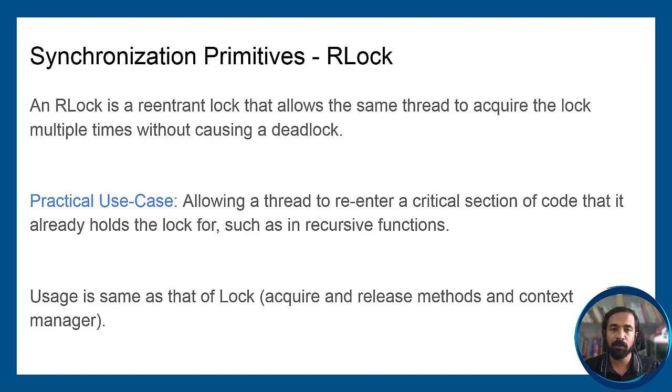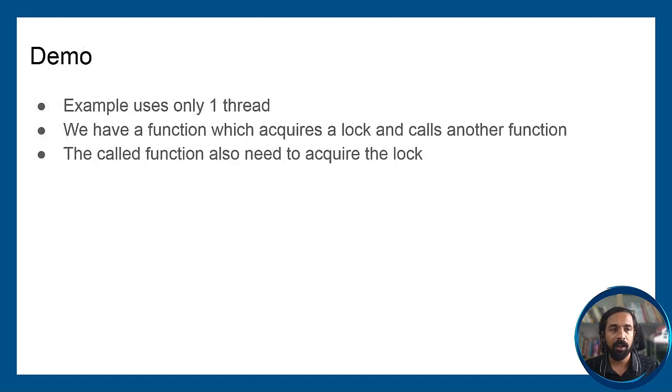So this will be useful when we have a nested lock acquisition scenario, like when we are using recursive functions and the same lock object needs to be acquired multiple times. And the usage and everything is similar to that of the naive lock object, which we have seen previously. Now let's see a demo of the same.